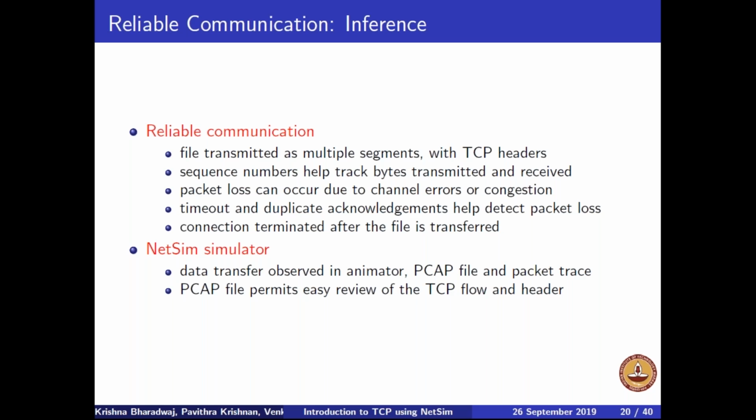In general, in any network, packet losses can occur due to channel errors, buffer overflow, congestion. And the sender side, which is in this case the client, learns about the packet loss either due to timeout or due to multiple duplicate acknowledgements. At the end, once the file is completely transferred, TCP terminates the connection. Once again, we can view this in great detail using the PCAP file, and many of these details about the sequence number and acknowledgement can be reviewed better by reviewing the TCP header.